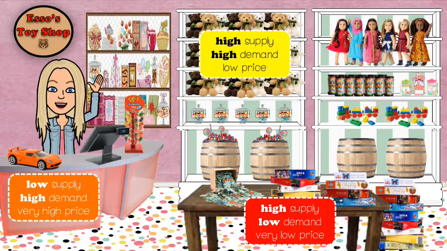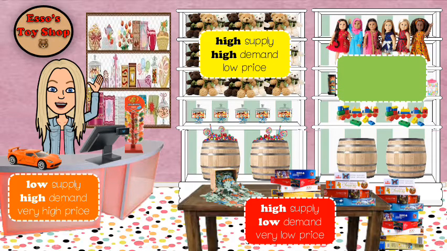Lastly, we have some toy trains. Not many people buy the trains. We only have a few of them in the store. People who really like trains are the only ones who buy them. So what is the supply of the trains? We have a low supply, only a few. What is the demand? We also have a low demand. Not many people want to buy them.